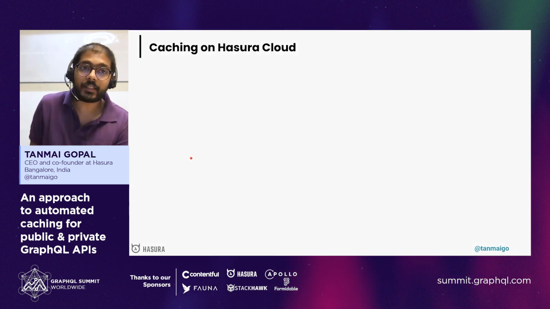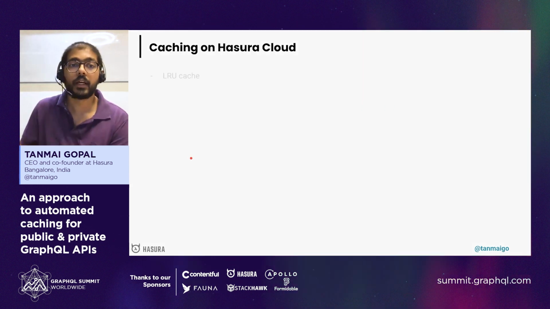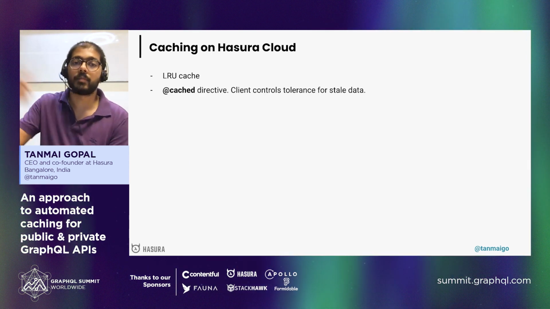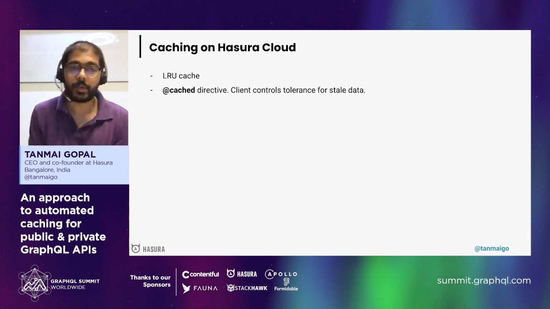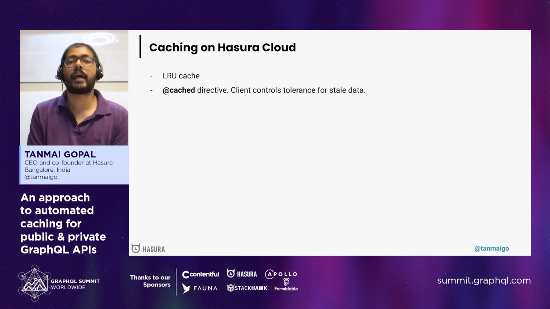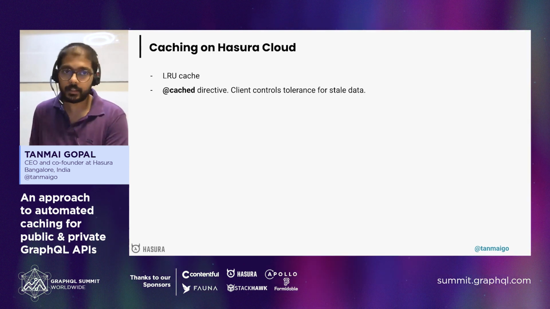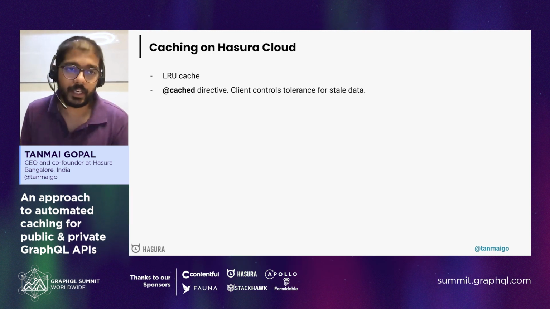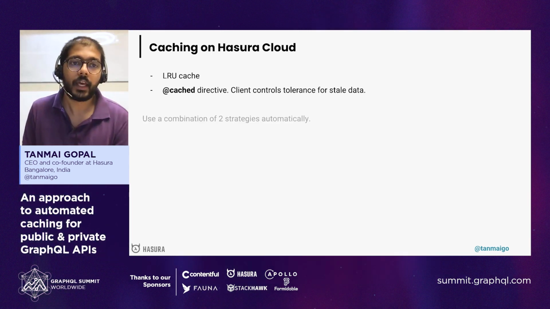Right. So this is in fact the approach that we use on Hasura Cloud, and we have an LRU cache that caches the most popular queries and evicts older queries. We use a cache directive, and so that means that the client can control the tolerance for their stale data, and of course you can use an allow list as well to make sure that clients just don't decide to arbitrarily cache all the data that they receive.